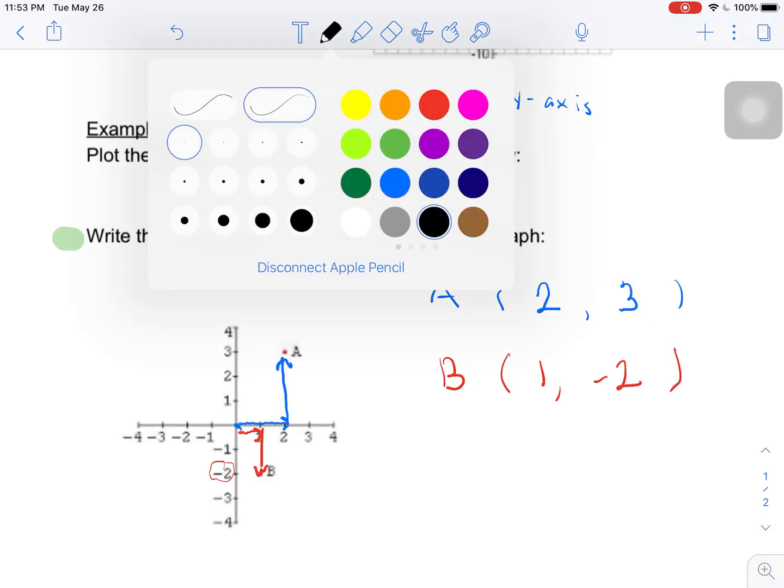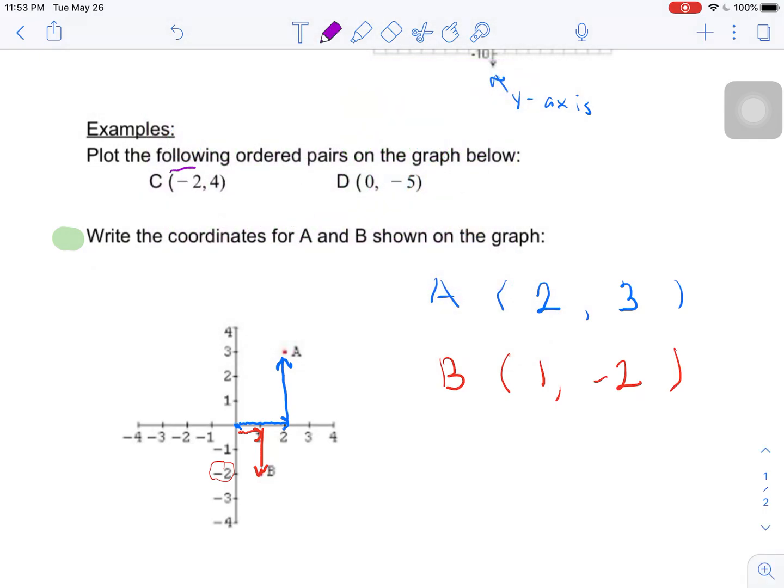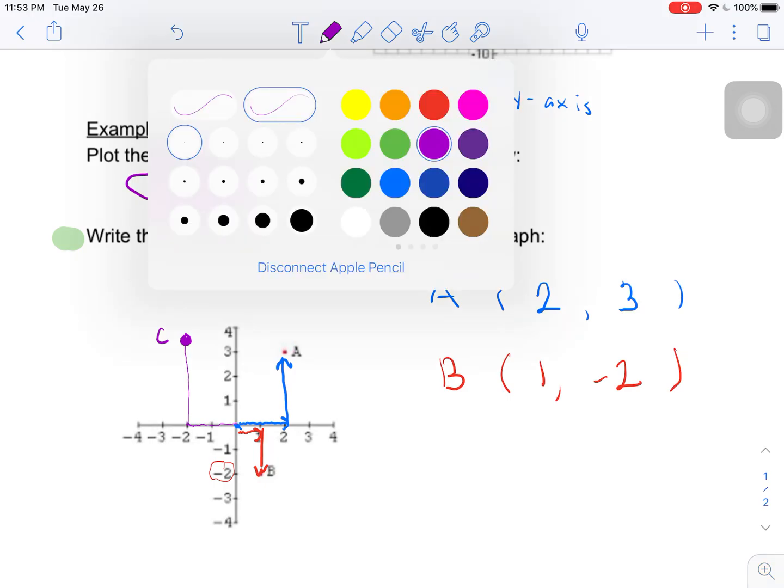Last part of this asks us to mark some points on a graph. So if I wanted to mark point C, negative 2 is my left-right number. Since this is negative, that means I'm going to go left 2. And the second number is positive, so positive means up. So I'm going to start at the origin, and this coordinate is telling me to go left 2 and up 4. So if I do that, left 2 and then up 4, that's going to put me right there. And then I can mark that with a C. So that's how you plot a point on a graph.